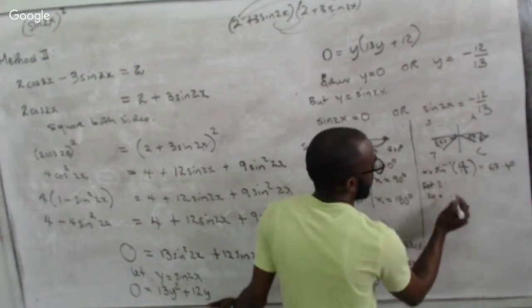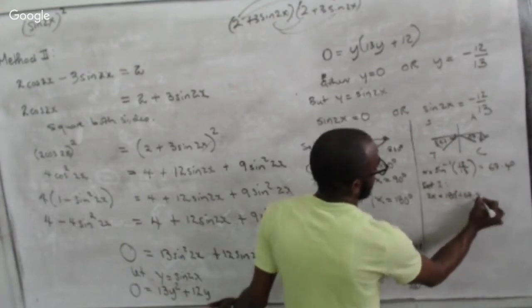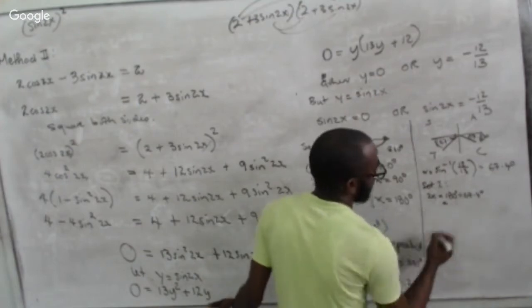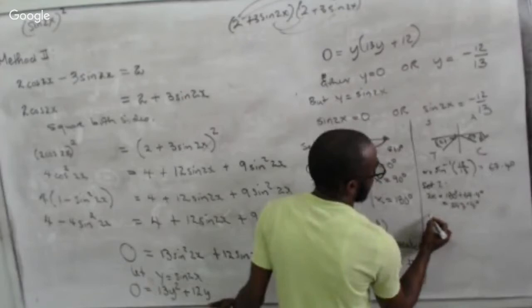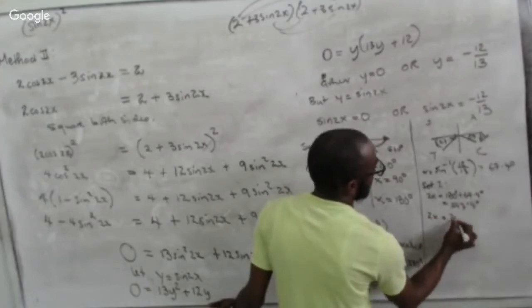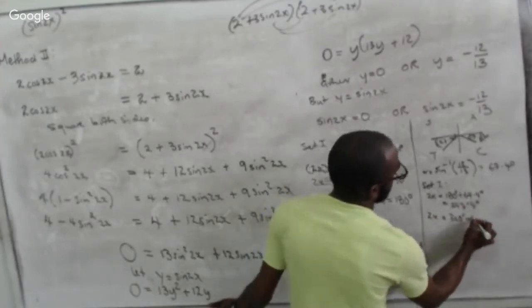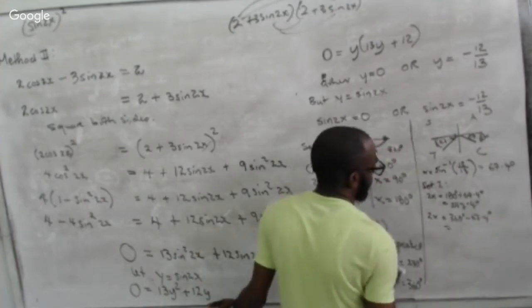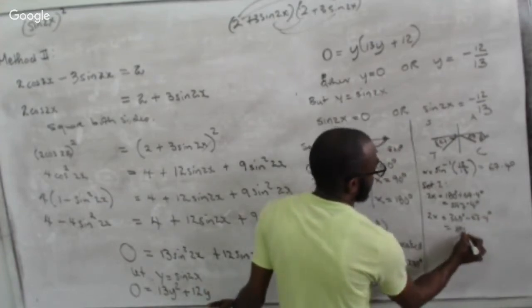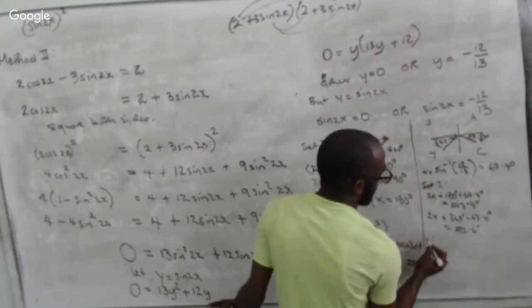So one of my answers, step 1, will tell me that twice x is equal to 180 plus 67.4. What is that, guys? 247.4. And twice x is equal to 360 minus 67.4. What is that, guys? 292.6.